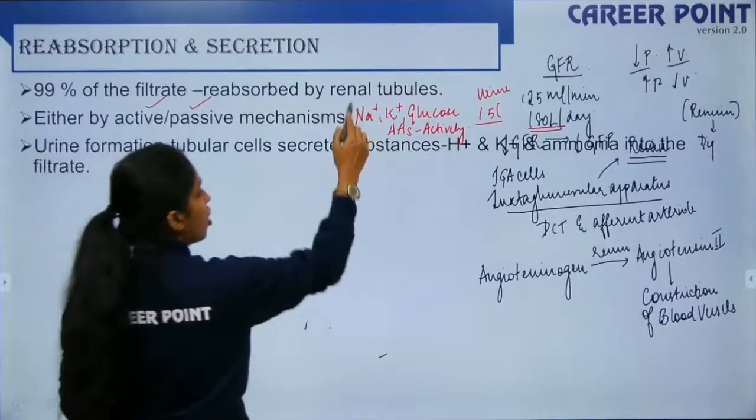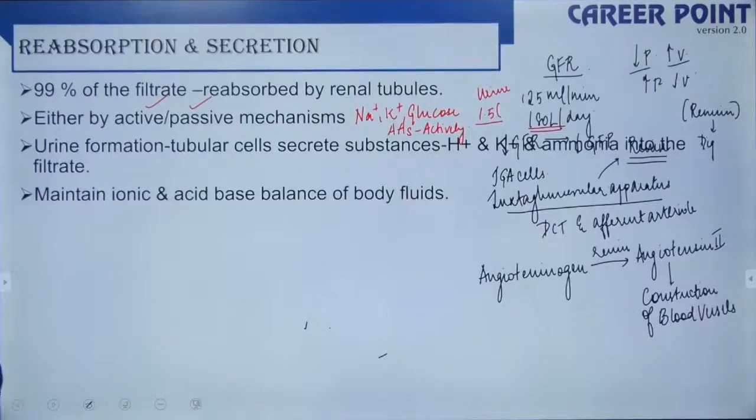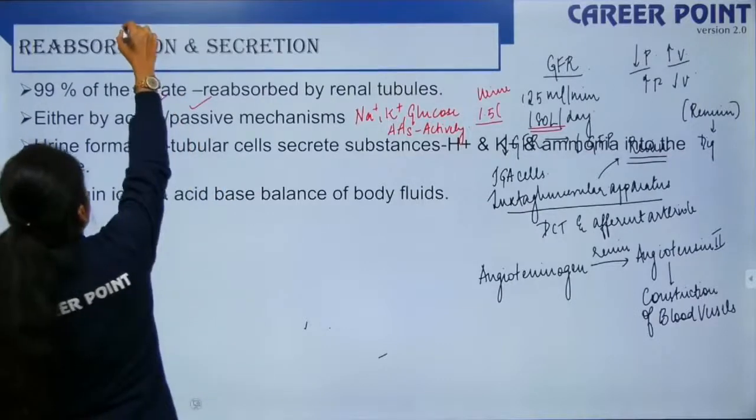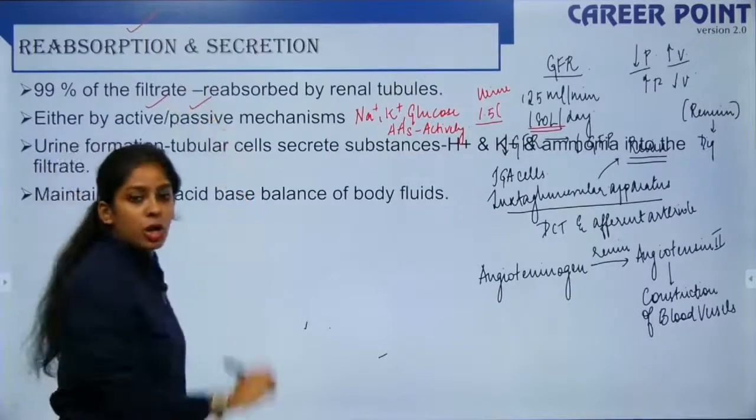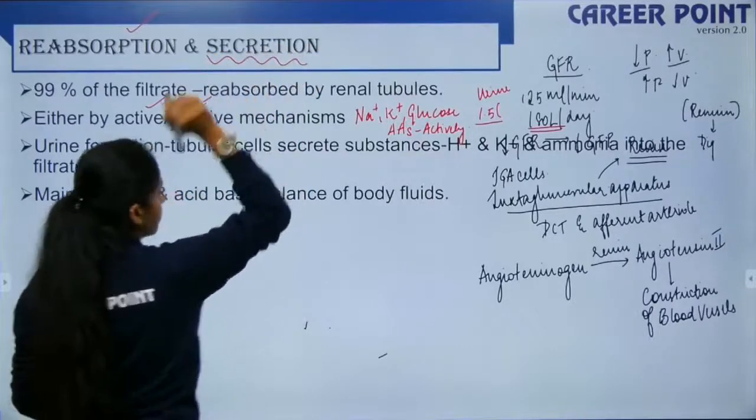So this is all reabsorbed actively. The next step in the process of urine formation is secretion. So we are done with reabsorption. So this is reabsorbing all the necessary items. Now it is secretion. Okay.